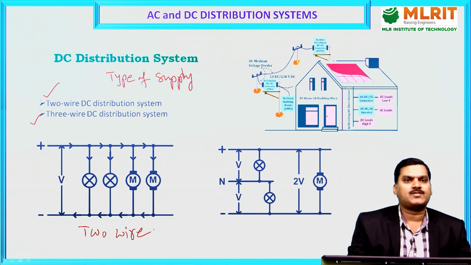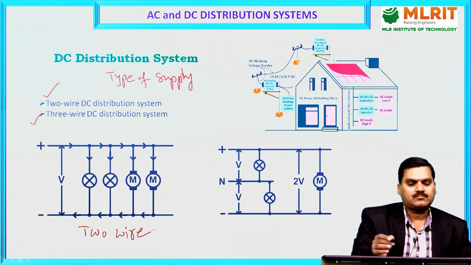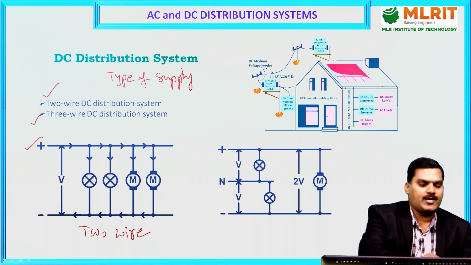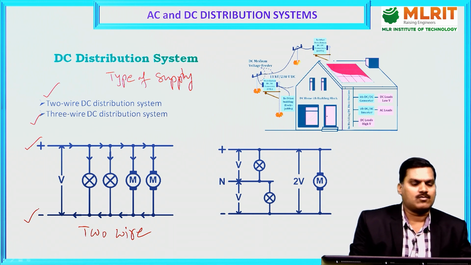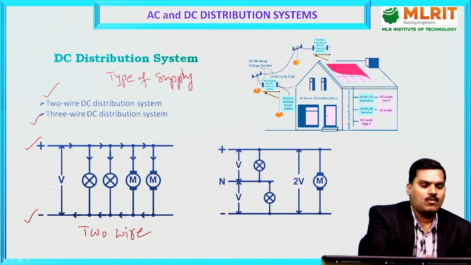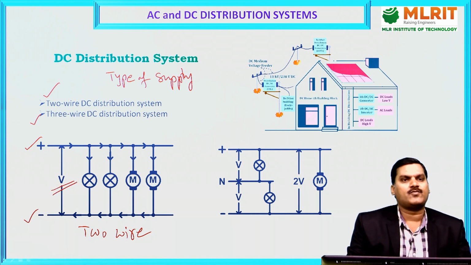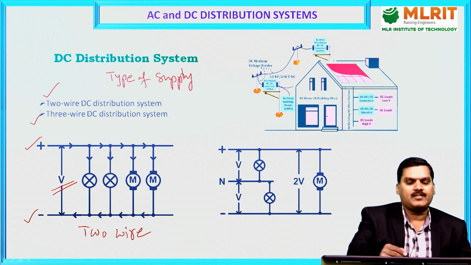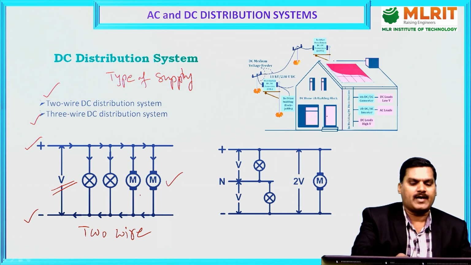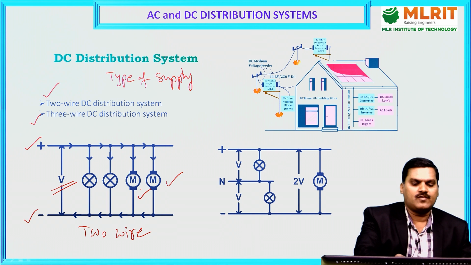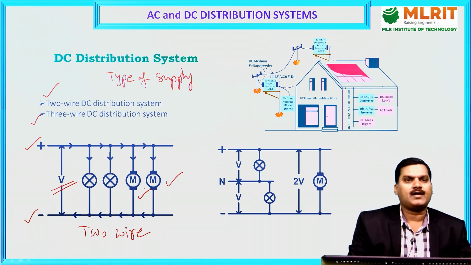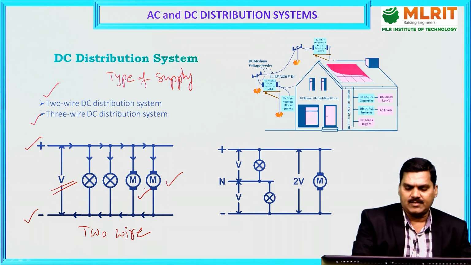In this type of distribution system, one positive conductor will be there and one negative conductor will be there. Only one voltage will exist between positive and negative. That is also a DC type. In between these two conductors, loads will be connected.